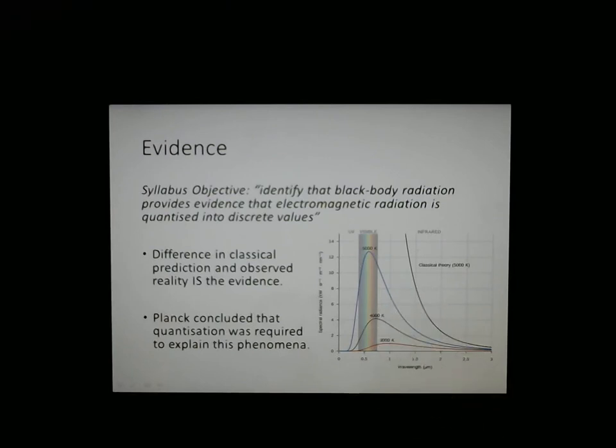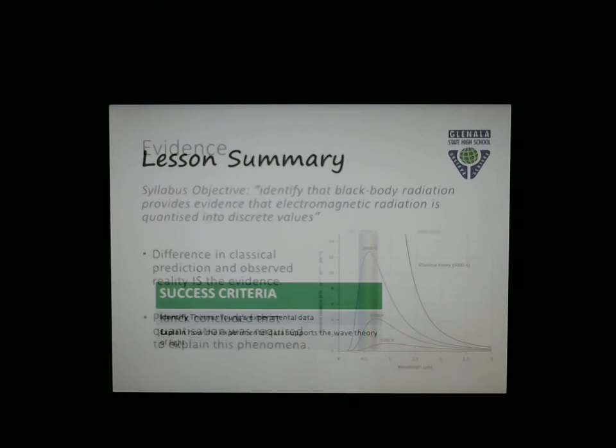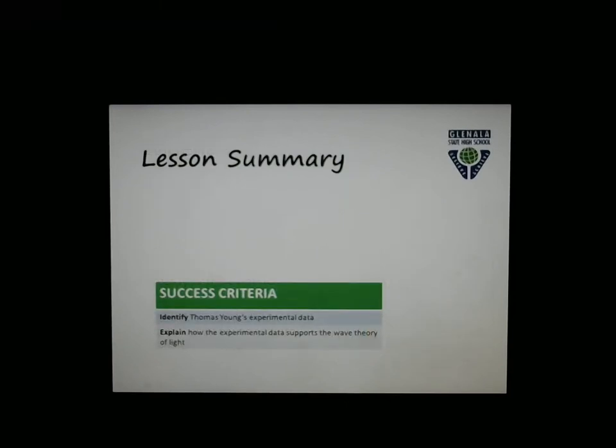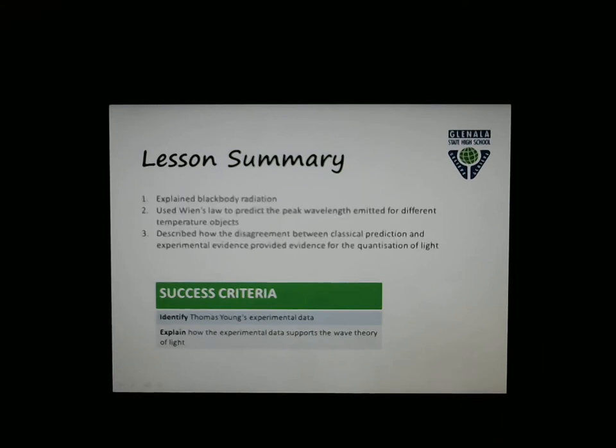Alright. So in this video we have learnt the following. We've explained blackbody radiation. We've used Wien's law to predict the peak wavelength emitted for different temperature objects. And we've described how the disagreement between classical predictions and experimental evidence provided evidence for the quantization of light.